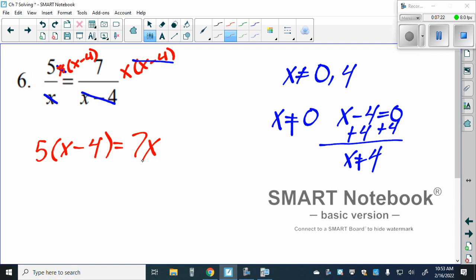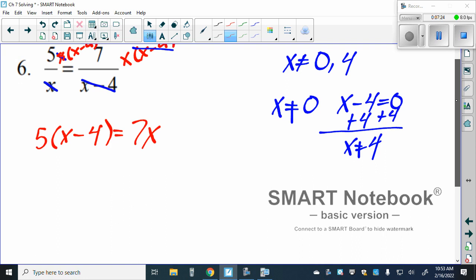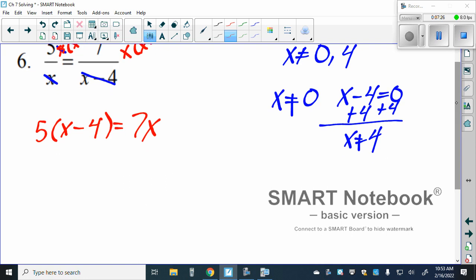If you wanted to, you could have gone on and multiplied the 5 times x minus 4. Well, 5 times x is 5x, and 5 times negative 4 would give us negative 20, or minus 20, is equal to 7x.